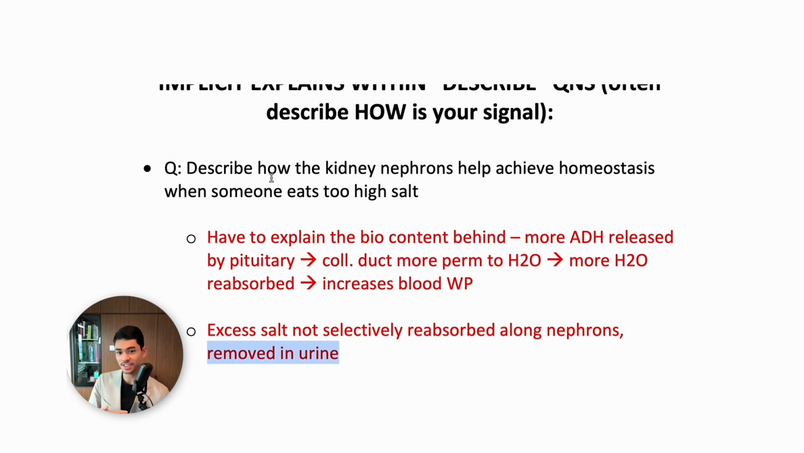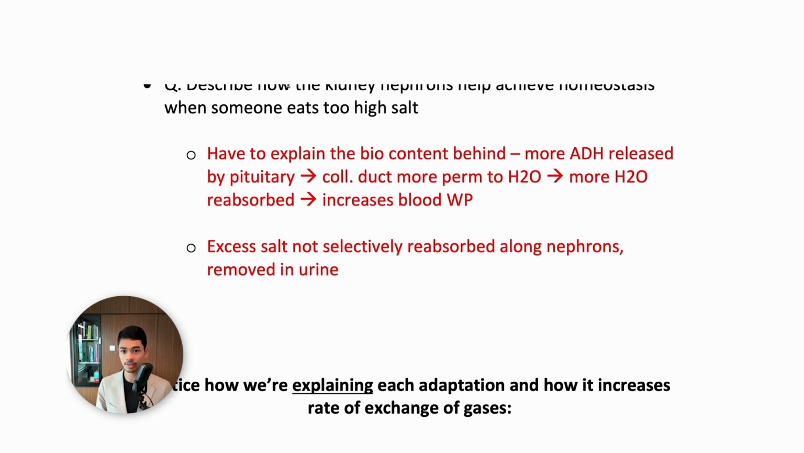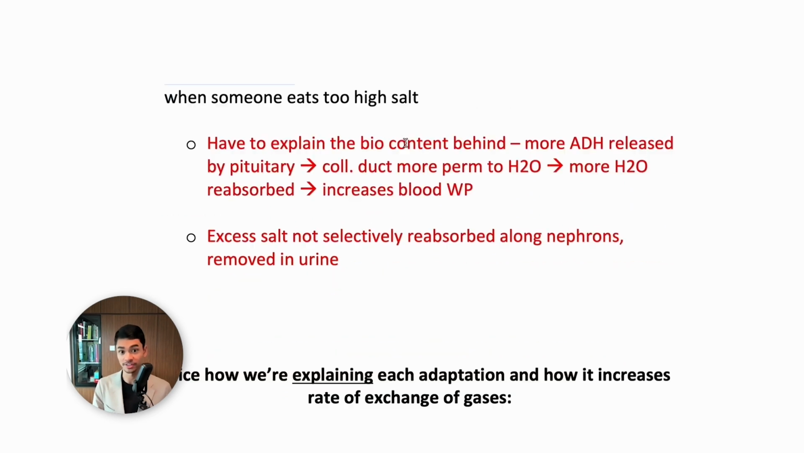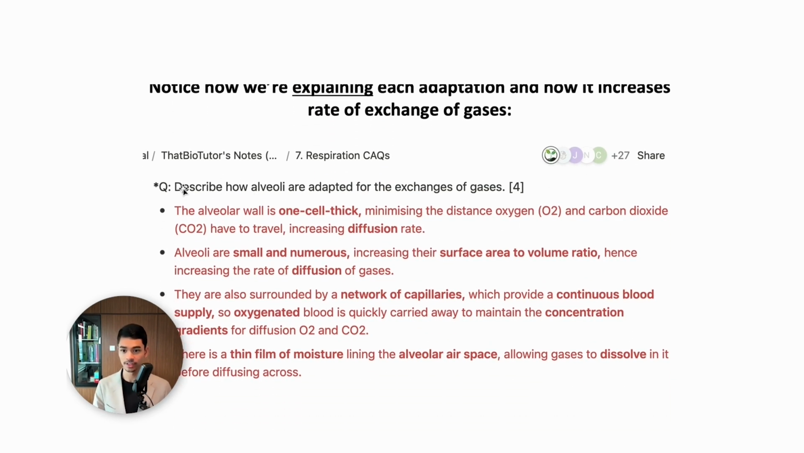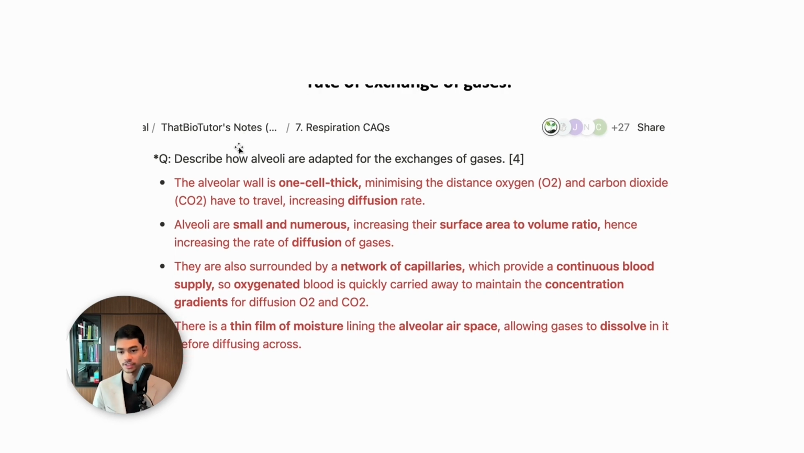So notice how it's an explain question, right? We were giving bio reasons to explain this outcome. And it's from our bio content. So describe how basically is an explain question. Okay, yeah. So here's another example from our notes I screenshotted. Describe how alveoli are adapted for exchange of gases. So each reason is actually explaining how that benefits the exchange of gas rate.